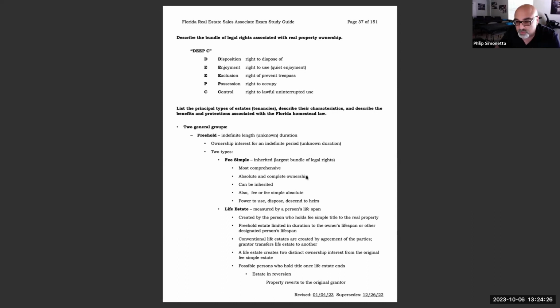You own it. You bought it. You do what you want with it. Sell it whenever you like. Ownership interest for an indefinite period, which is the unknown duration, right? You can sell it whenever you want. There are two types of freehold estates.